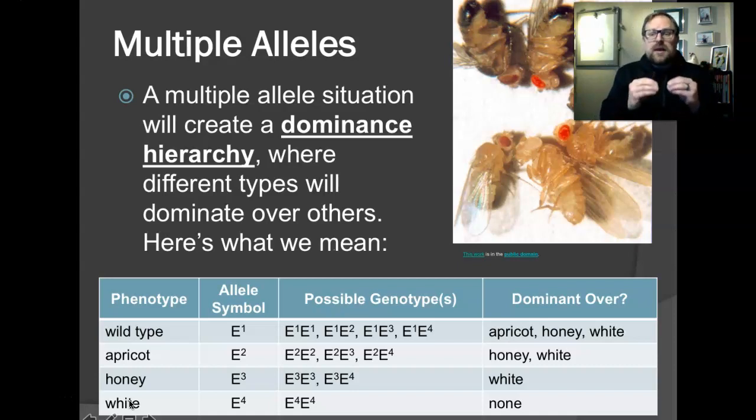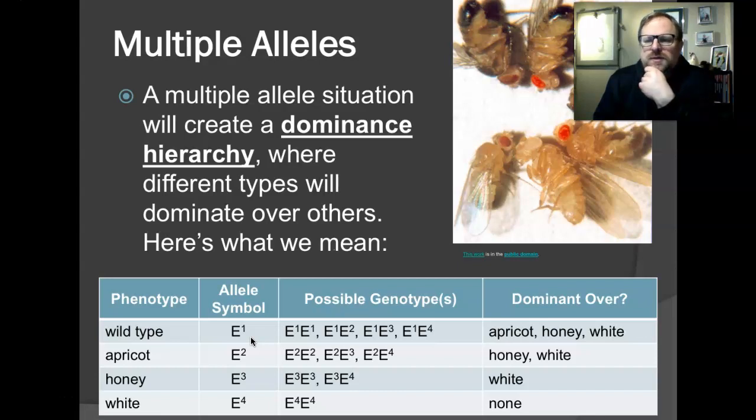And you could probably even get a better sense as to the dominance hierarchy. The way to think about it is that the more individuals you have with a particular phenotype, a particular expression of a trait, the higher up that is on the hierarchy. Because if you have the E1 allele, so this is E for eye color, 1 representing the wild type, 2 is going to represent apricot, 3 is honey, 4 is white.